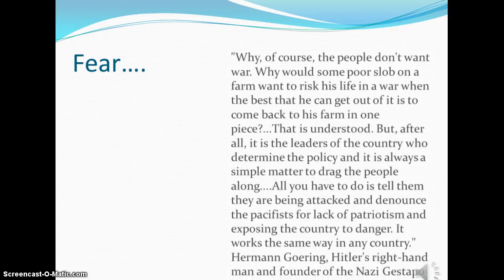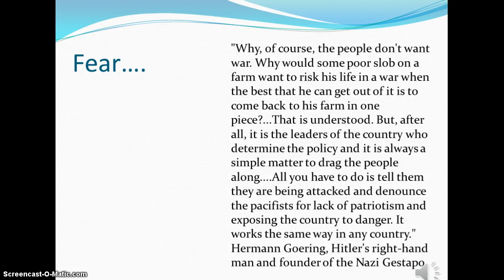A wonderful quotation for fear. Why, of course the people don't want war. Why would some poor slob on a farm want to risk his life in a war when the best that he can get out of it is to come back to his farm in one piece? That is understood. But after all, it is the leaders of the country who determine the policy, and it is always a simple matter to drag the people along. All you have to do is tell them they are being attacked and denounce the pacifists for lack of patriotism and exposing the country to danger. It works the same way in any country.